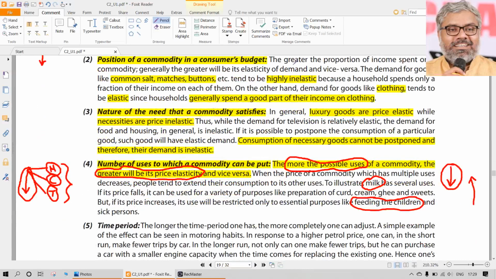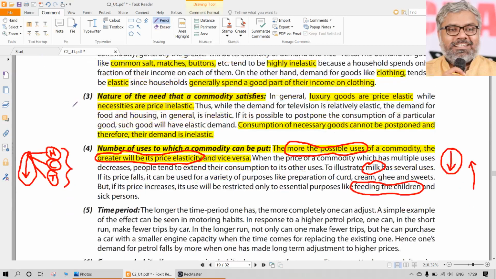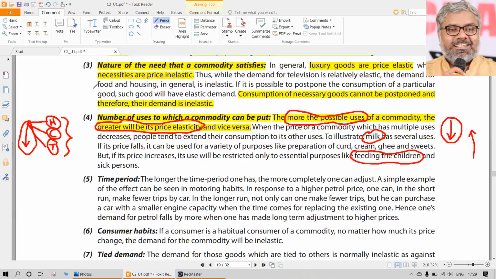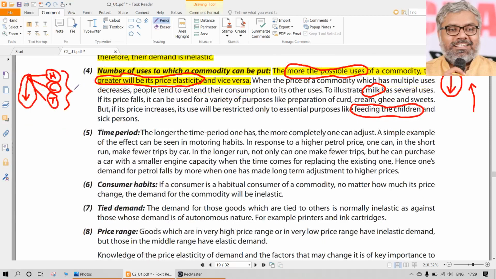In the same way, if the position of a commodity in a consumer's budget is a high position, then naturally the elasticity of such products will be high. If it is a low position, then the elasticity of such products will be low. If the need that the commodity satisfies is that of a necessity, then that product will be relatively less elastic. If it is that of a comfort or luxury, then it will be relatively more elastic.